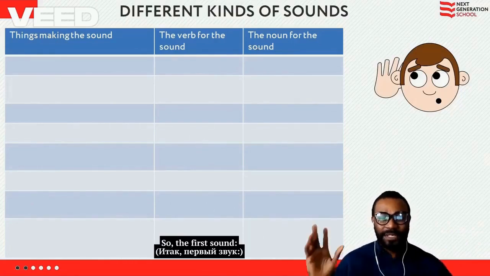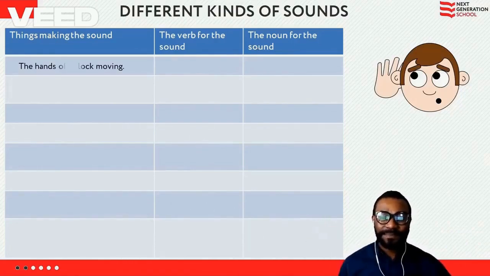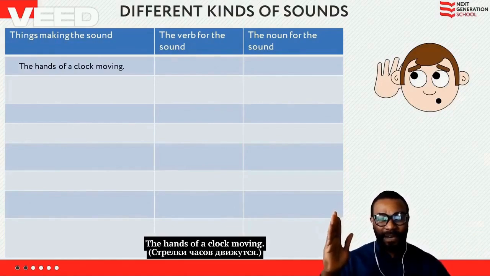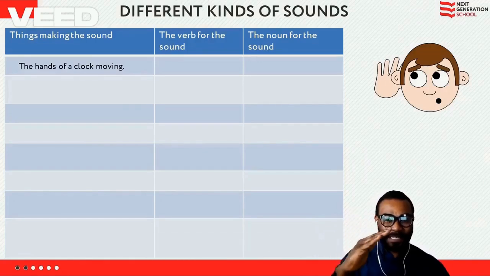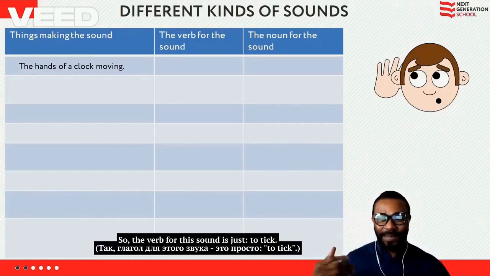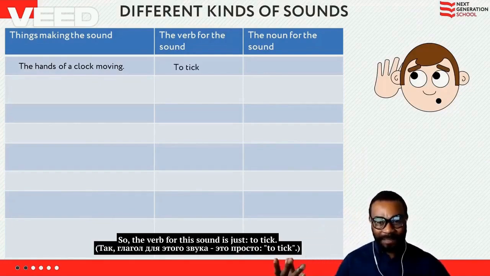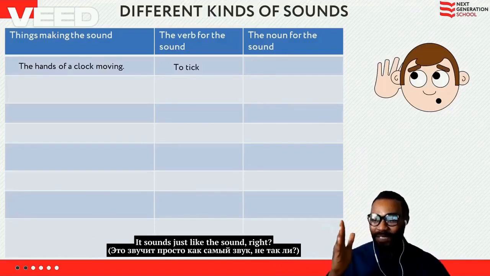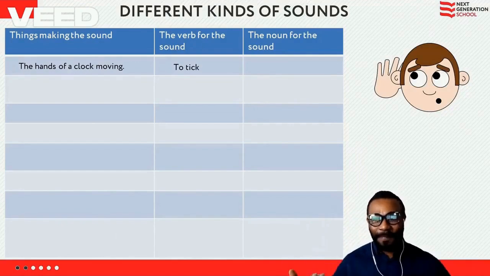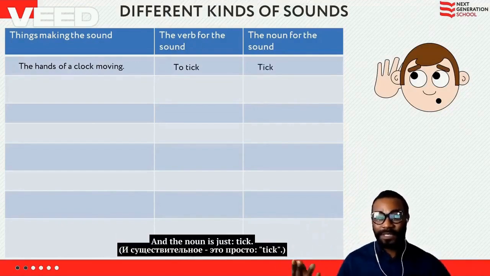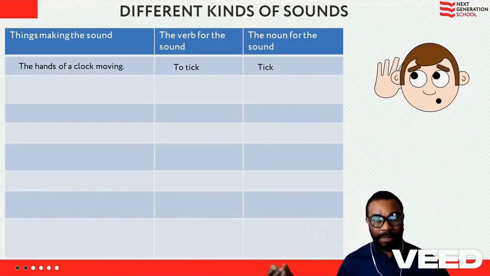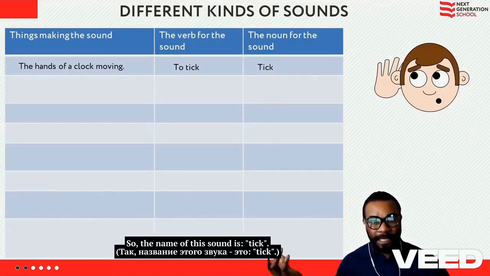So the first sound, the hand of a clock moving, tick, tick, tick. So the verb for this sound is just to tick. It sounds just like the sound, right? Tick, tick. So to tick. And the noun is just tick. So the name of this sound is tick.